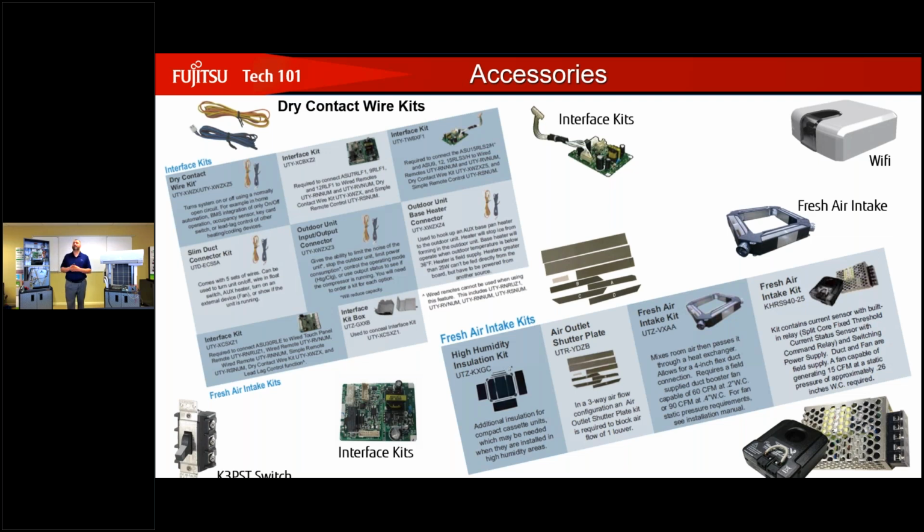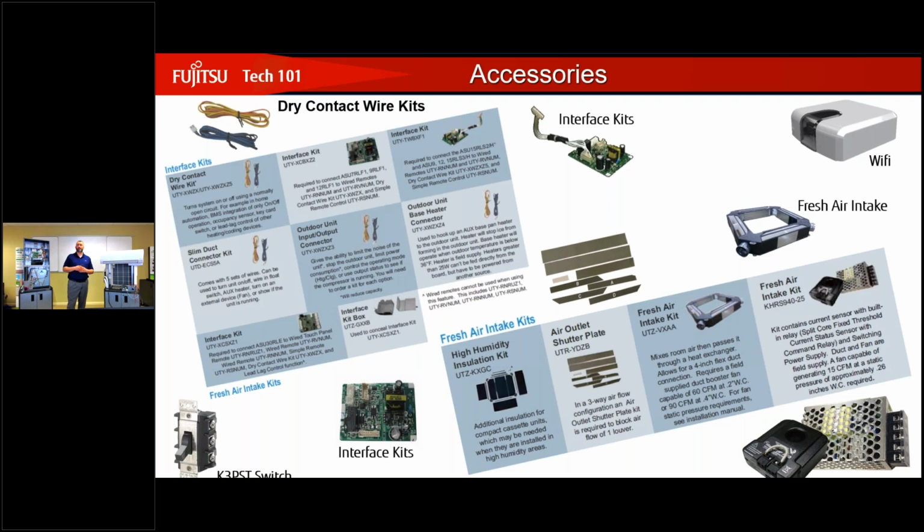And then we have fresh air intake kits. All right, so fresh air from the outdoor, we can pull it right into the indoor unit and circulate it throughout the room through a couple of different pieces of equipment that we have. The ceiling cassettes do that, some of the ducted units as well. Fresh air intake kits, shutter plates.